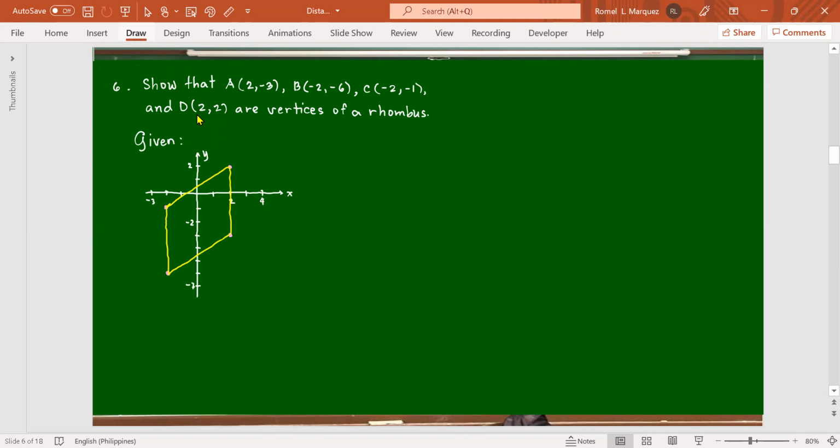So point A, 2, -3. What is our point B? -2, -6. This is our point B. And then this is what? 2, 2. See, that is point D. And then this is our -2, -1. Point C, no?